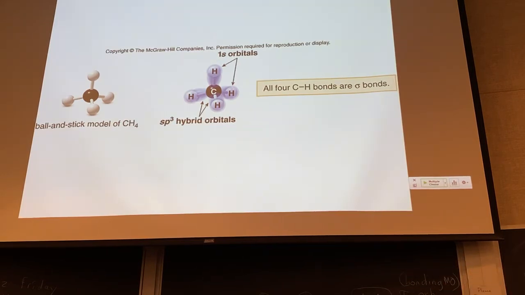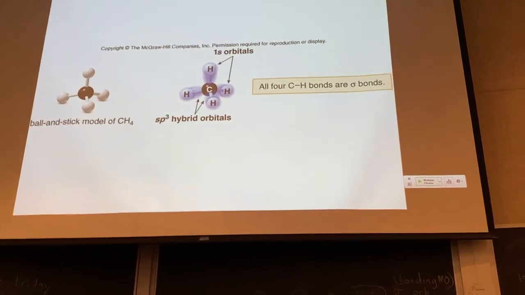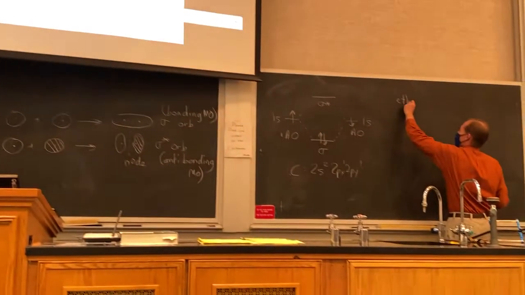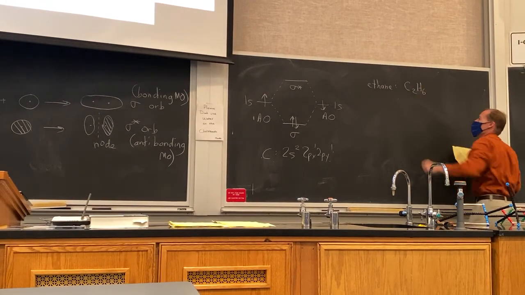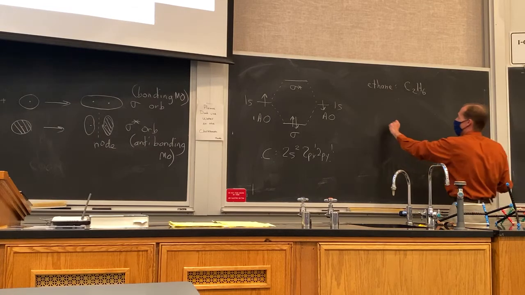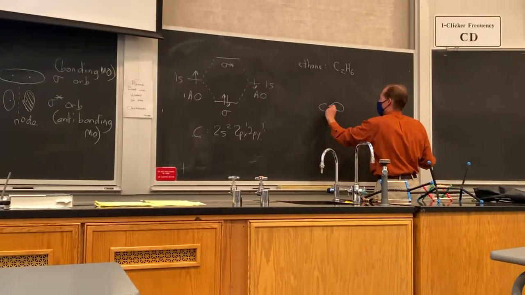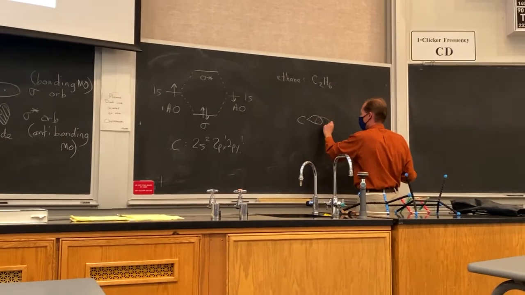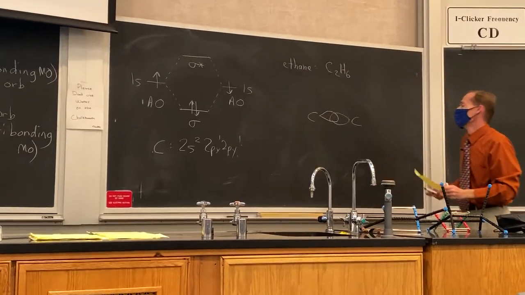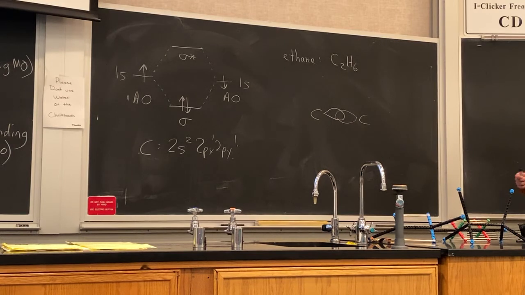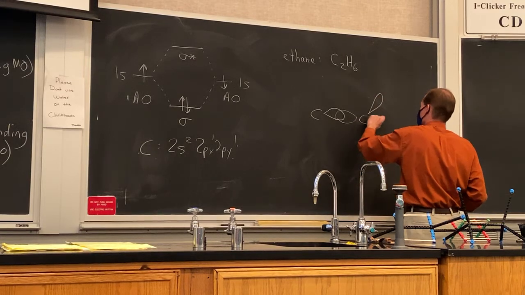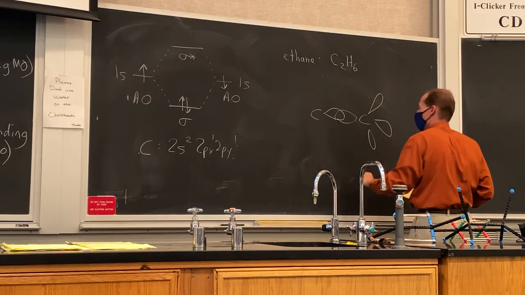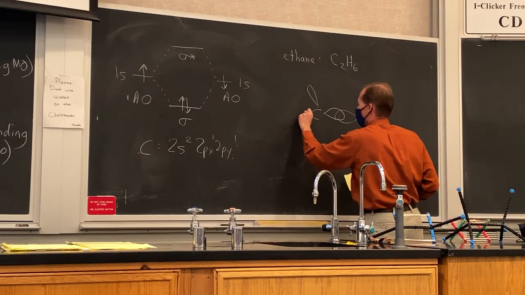So let's look at a slightly more complicated molecule, ethane, which is a minor component of natural gas, C2H6. So in ethane, we have our two carbons. We have a carbon-carbon bond that is formed by overlap of two sp3 hybrid orbitals. And then we have three other sp3 hybrid orbitals coming off of each carbon.